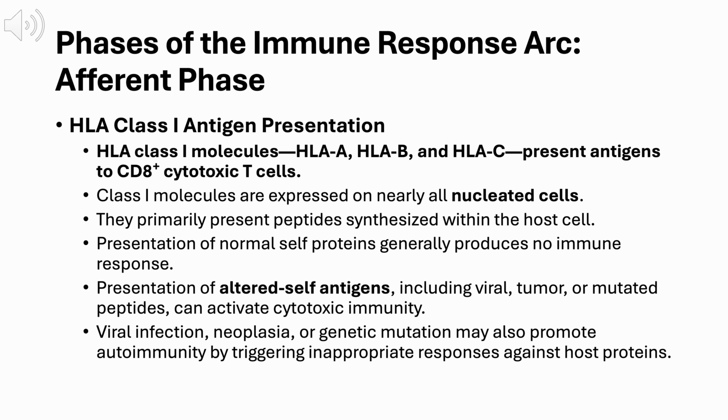The system springs to life when it presents altered self-antigens. Viral peptides, tumor antigens, or mutated proteins can all activate cytotoxic immunity. But notice the double edge here. The same events, viral infection, neoplasia, genetic mutation, can also break tolerance and drive autoimmunity by triggering inappropriate responses against host proteins. That tension between defending the cell and attacking self runs through much of ocular inflammatory disease.